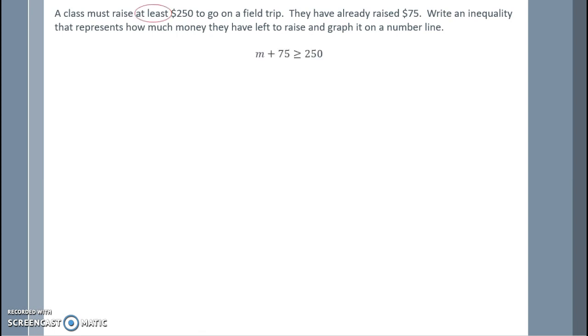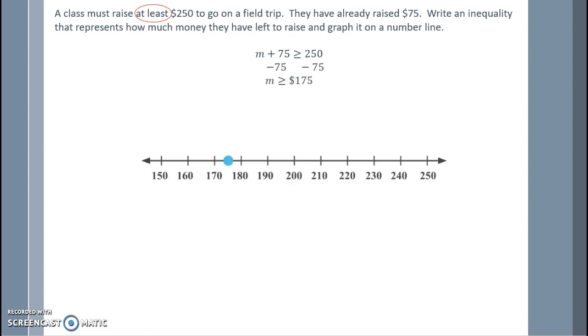Our hint here is the word at least. So M plus 75, so the money they have, plus the $75 they've already raised has to be greater than or equal to $250. Using addition inverse, we would subtract 75 from both sides such that the money we need needs to be greater than or equal to $175.